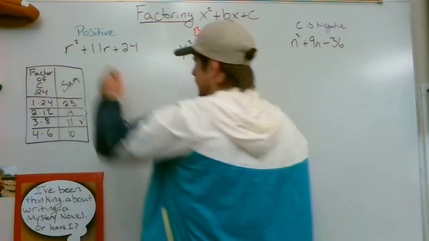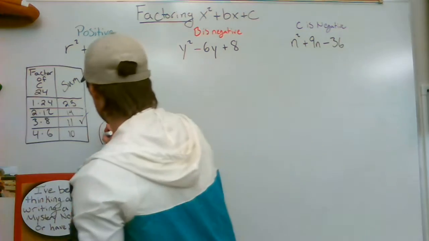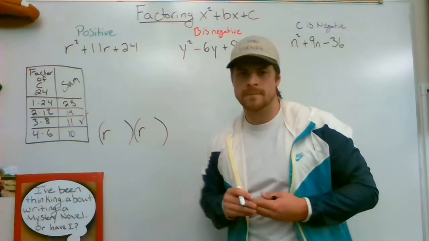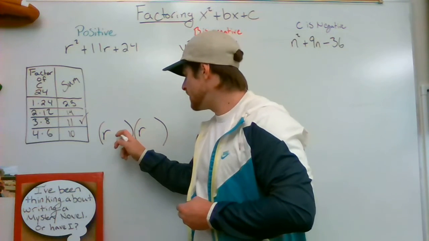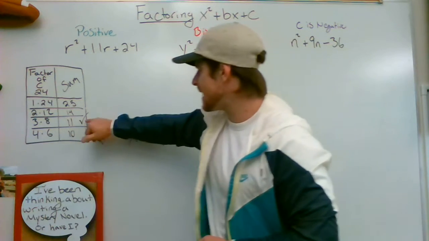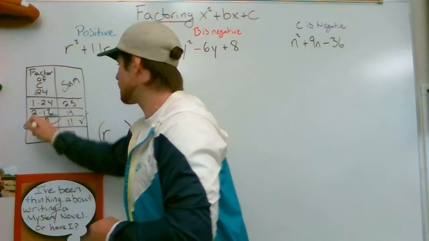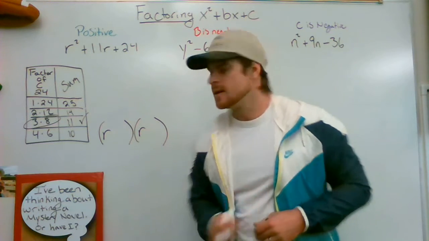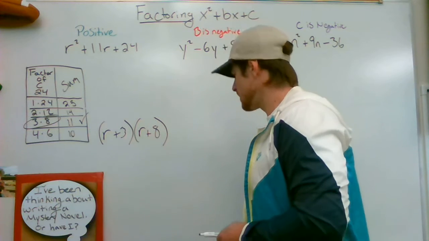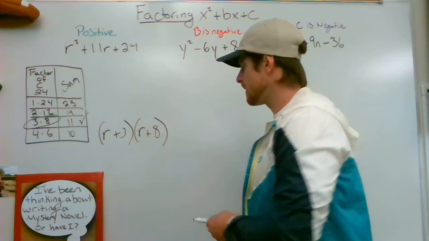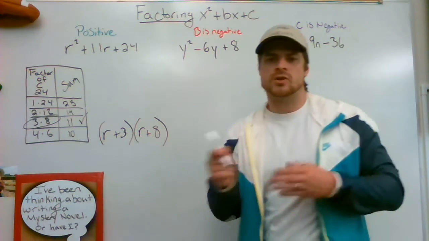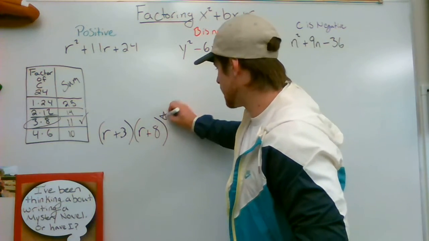How would I get an r squared? If we're doing the FOIL method, first term times first term, if those are both r's, they're going to multiply together and make r squared. Now I just take these two terms from my table. It's as simple as that. Find the one that added together to make an 11, and you're going to use those two numbers right there. That's a 3 and an 8. So I'm going to say positive 3 and positive 8. So my answer, or my result, is r plus 3 times r plus 8. We are done. We have factored it.